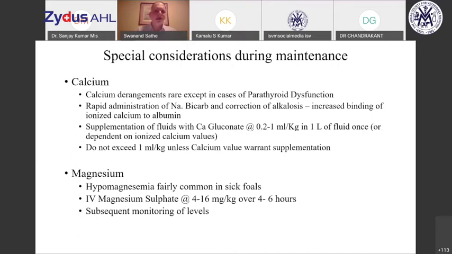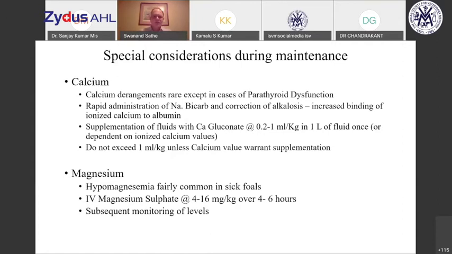So how about calcium? Calcium derangements are rare in foals, except in cases of parathyroid dysfunction. Rapid administration of sodium bicarbonate or correction of alkalosis can bind your ionized calcium to albumin. That can cause hypocalcemia. So foals require supplementation of fluids with calcium gluconate, and we usually give that at the rate of 0.2 to 1 ml per kilogram in 1 liter of fluid once. And then you recheck your blood parameters to make sure that they indeed are hypocalcemic before providing an extra dose.